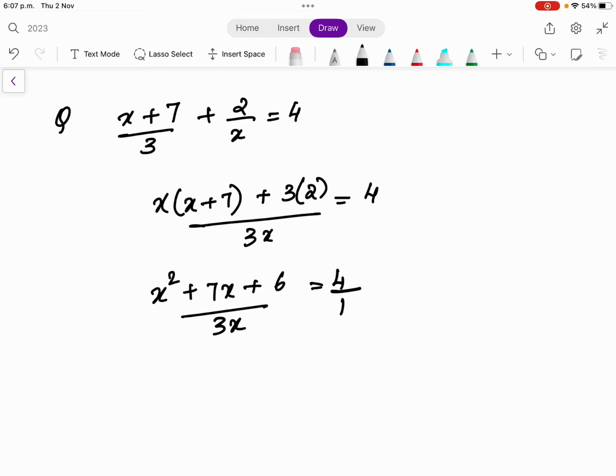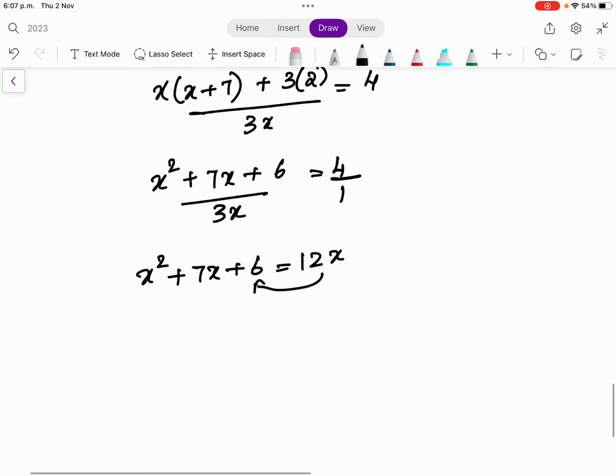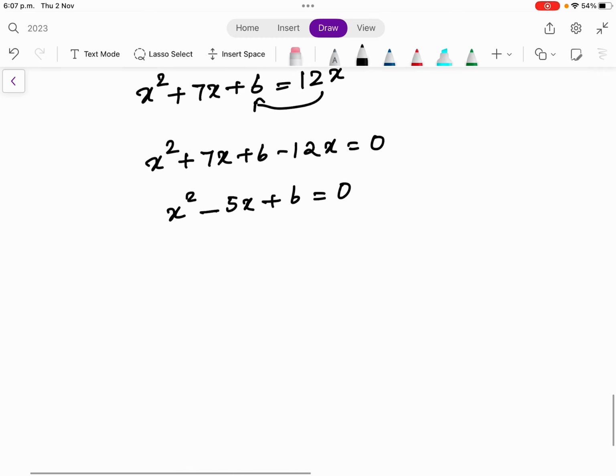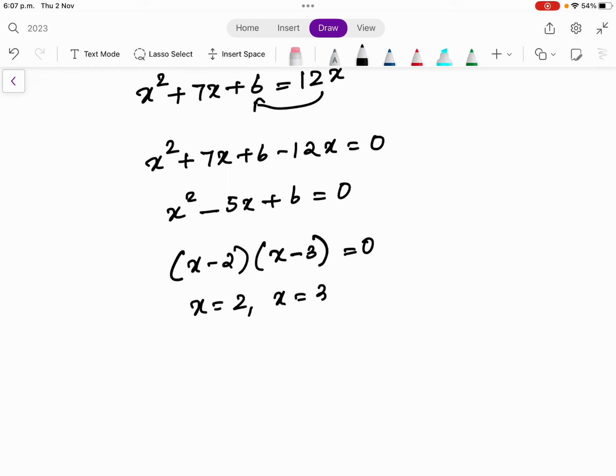Again I am cross multiplying, so it will be x square plus 7x plus 6 is equal to 12x, and I am bringing the 12x this side, so that will make it x square plus 7x plus 6 minus 12x is equal to 0. So that will be x square minus 5x plus 6 is equal to 0. Now this is a quadratic equation which I can solve. I can factorize it, which is (x - 2)(x - 3) = 0. So x is equal to 2 and x is equal to 3. So these are the solutions.